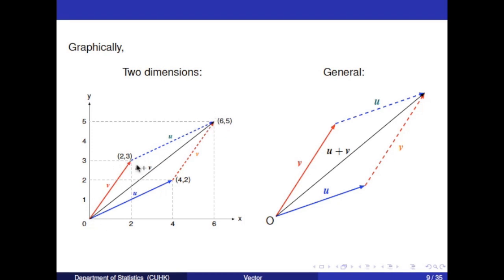The second way is to translate the vector v such that the starting point of v is on the end point of u. Then u plus v will be an arrow with starting point that is same as the starting point of u. The end point of u plus v will be on the end point of v after translation.